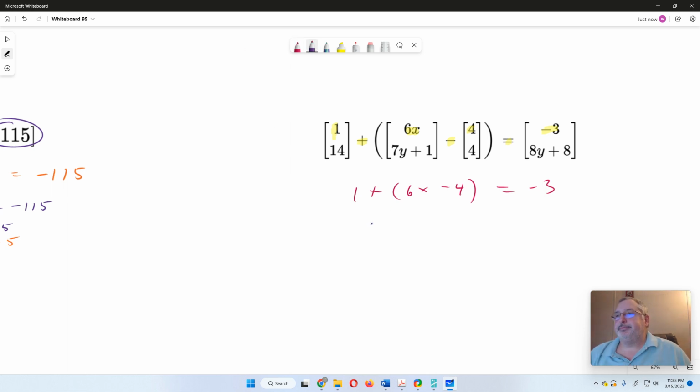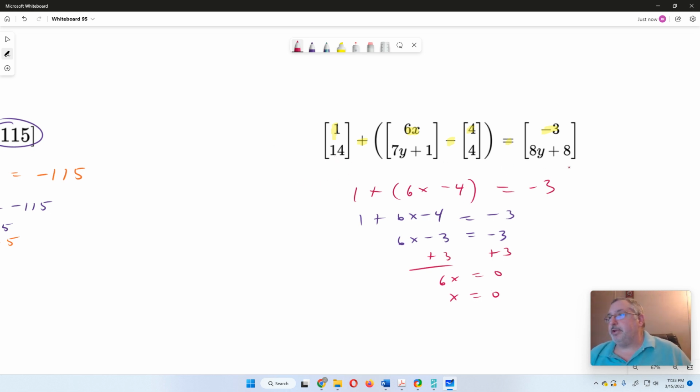Solve it. Parentheses aren't necessary. Combining these like terms gives us 6x minus 3 equals negative 3. Once we add the 3, we get that 6x equals 0, so that means x equals 0. Okay, simple. And then do the same thing to determine y.